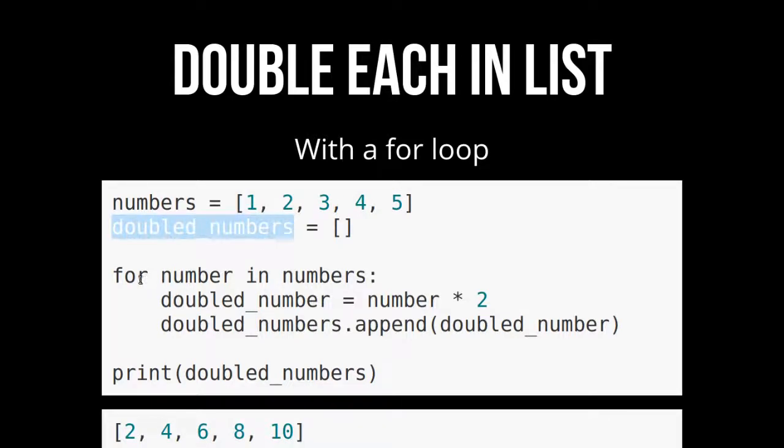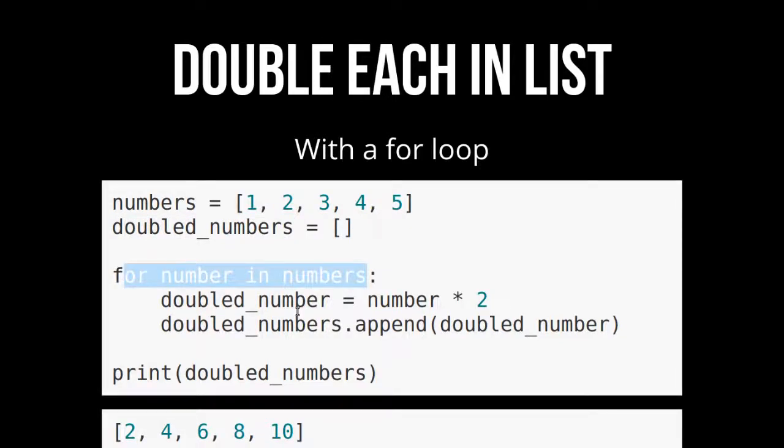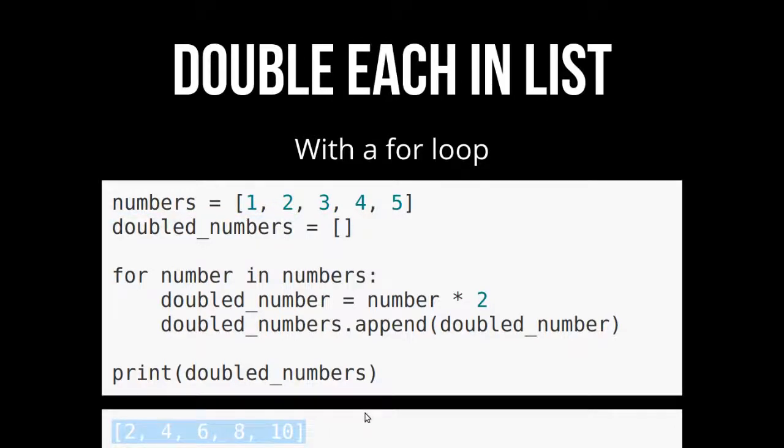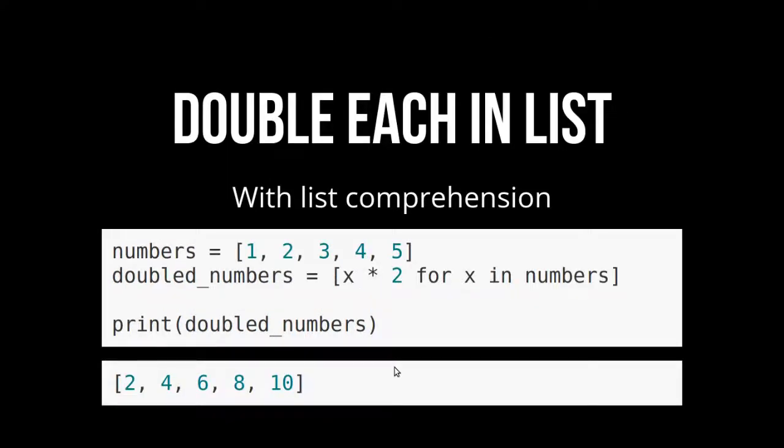We're going to use a for loop to iterate through that list of numbers. We're going to double those numbers, and then we're going to append them to the list doubled_numbers, right? And when we print that out, it's going to be what we'd expect: 2, 4, 6, 8, 10. So that's one way to do it. Another way to do it is with list comprehension.